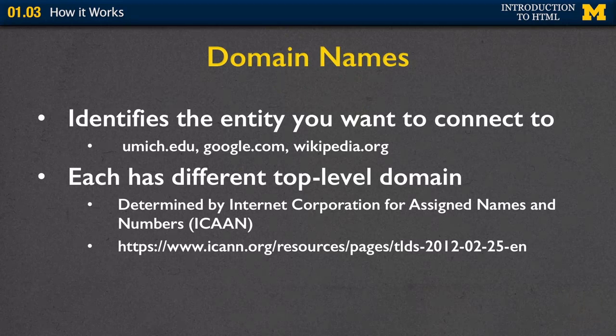Usually the domain names are something recognizable, such as umich.edu would be for University of Michigan, google.com, wikipedia.org. So each of these sites has a different top-level domain. How did you get them? How do some people get to be .edu and some .com, some .biz, etc.? Well, they're actually determined by ICANN. And their job is to go in and decide which types of organizations qualify for different domains.